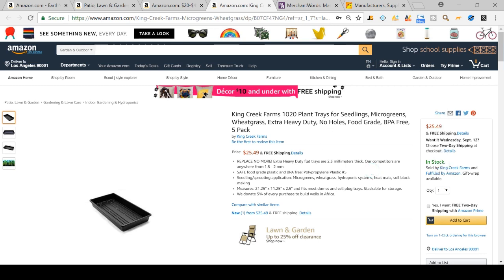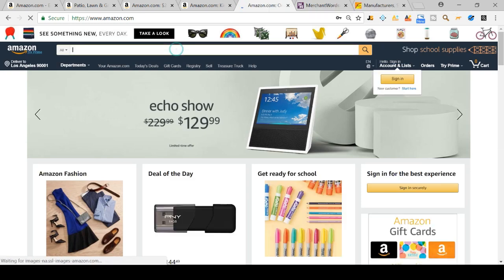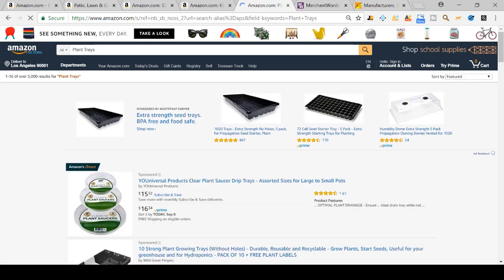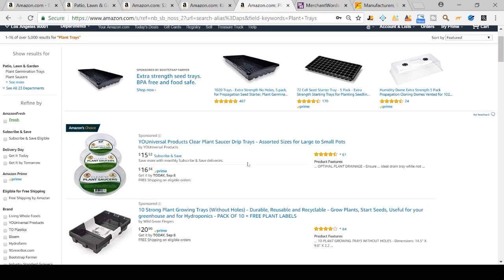What I'm going to do is, I believe this is the primary keyword for this product: plant trays for seedlings, microgreens, wheatgrass, BPA free, 5-pack. So plant trays could potentially be a keyword for this. It's selling for $25.49, so the first thing that I want to do is go on amazon.com one more time and search for this keyword and see how many sellers are there, what's the competition like. There are over 5,000 results for the keyword plant trays, meaning more than 5,000 listings exist on Amazon which have the words plant trays in their titles.